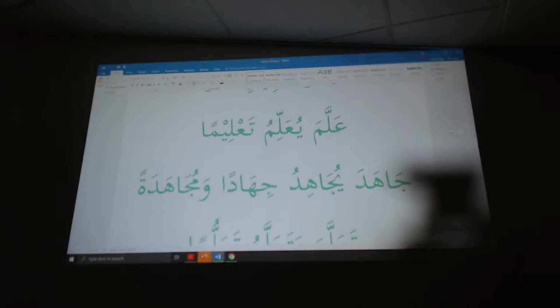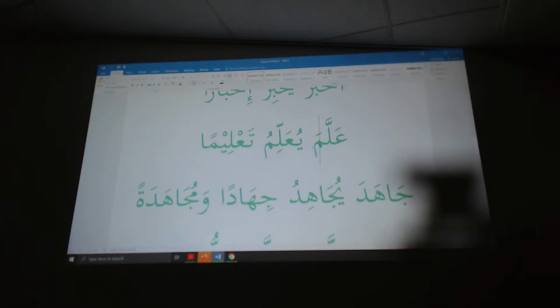Next family is the shadda. So allama is the family. Remember, the shadda comes on this middle letter over here. So allama yu'allimu ta'liman. We've done this one. Again, same thing. Your fi'l madi, your fi'l mudari', and your masdar. Know these and you can do the rest of the family.